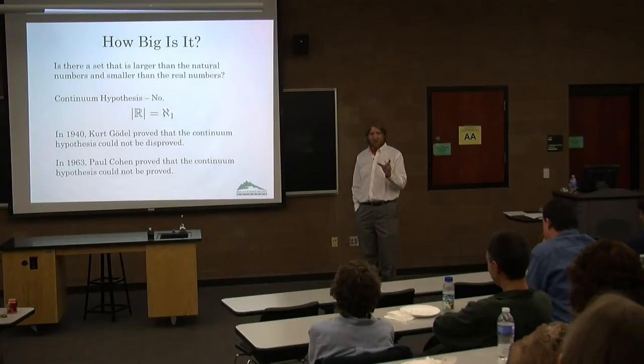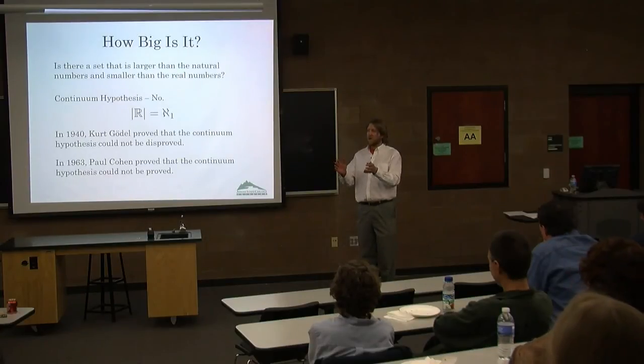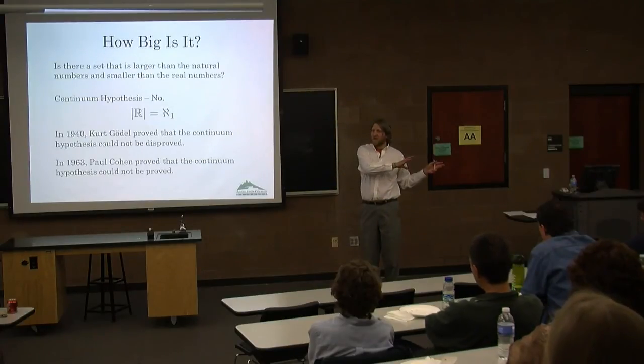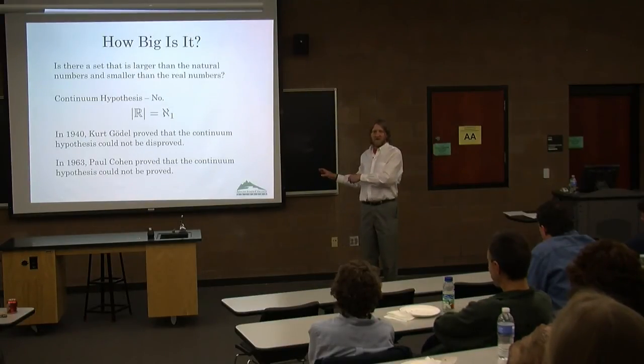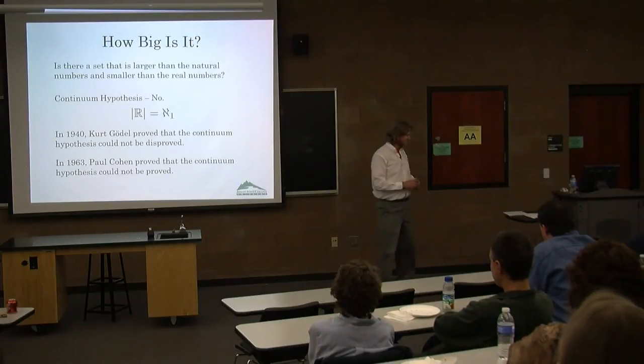If you assume that it's true, then you don't get any kind of contradiction. You go off and you do your happy little mathematics. If you assume it's false, you still don't get any contradictions, and you can still do mathematics. Now, you'll do a different kind of mathematics than you will if you assume that it's true versus assuming it's false. But it can't be proved or disproved. And so now we know why Cantor was having such trouble.